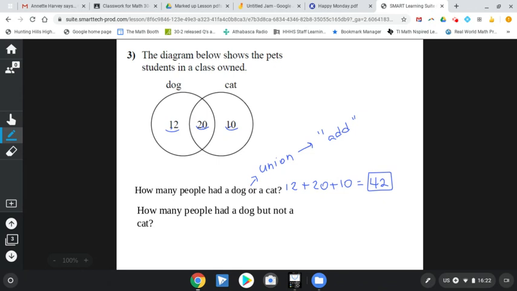And then how many people had a dog but not a cat? When we look in the dog circle, these 12 had a dog, these 20 had a dog and a cat. So it is 12 people who had a dog but not a cat.